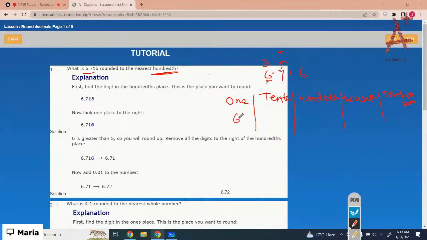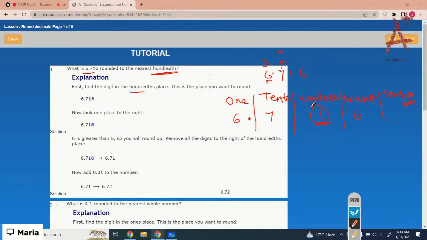So 6 is at the ones position, then you have a decimal point. 7 is at the tenths position, 1 is at the hundredths position, and 6 is at the thousandths position. Got it? So round it to the nearest hundredth. So we have to round off this digit. Okay, first find the digit in the hundredths place. So 1 is at the hundredths place.